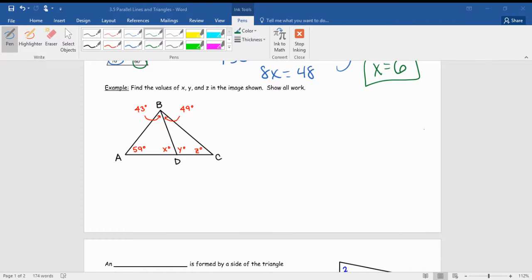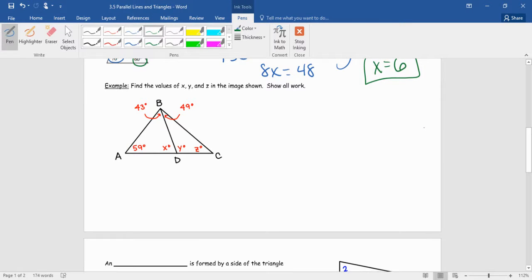Okay, so now in this little video, we're just going to do this problem that you see. It says find the values of x, y, and z in the image below. And all we're going to use are two facts. We're going to use the fact that the angles in a triangle have to add up to 180. And we're also going to use the fact that straight lines are 180 degrees.